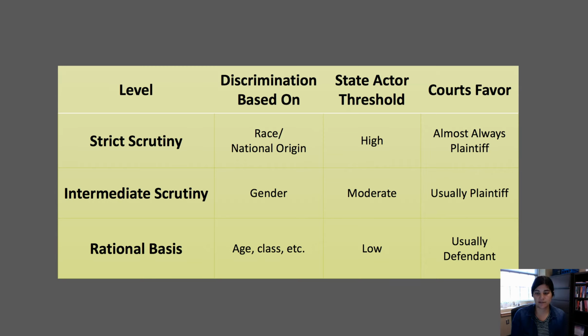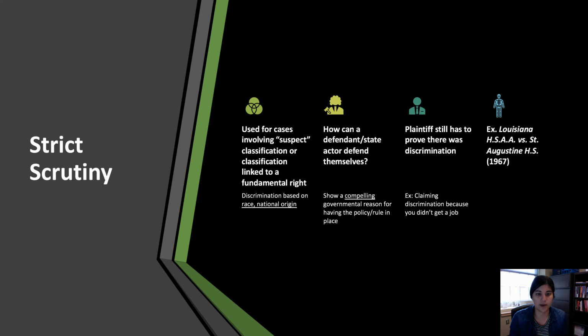So over the course of the next few slides, I'm going to highlight these different levels of scrutiny and also try to provide some example cases so that you get the idea of why the courts might favor a particular party in these cases and what that looks like for the state actors involved. Okay, let's start with strict scrutiny.